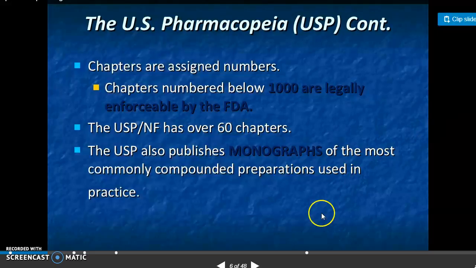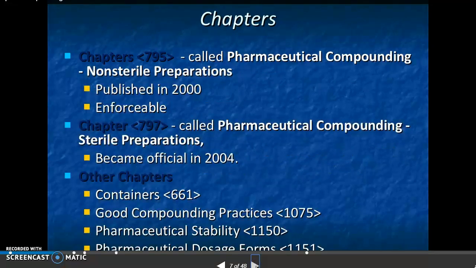So this is one of the governing guidelines for prescriptions or therapies. Let's go ahead and take a look at this. The key chapters that you need to know, if you don't remember any of the chapters, is chapter 795 and chapter 797. And 795 was added to the book, and this deals with pharmaceutical compounding or non-sterile preparations.